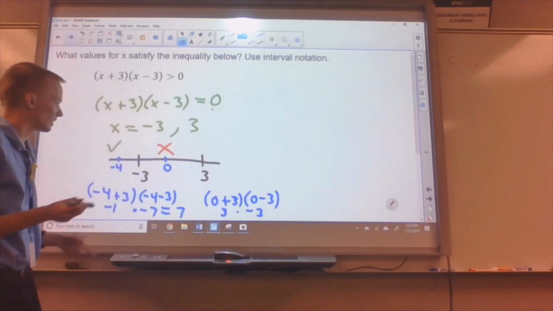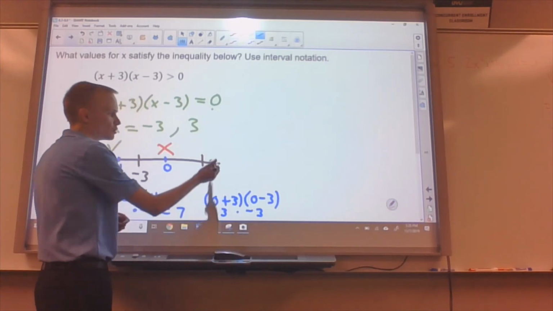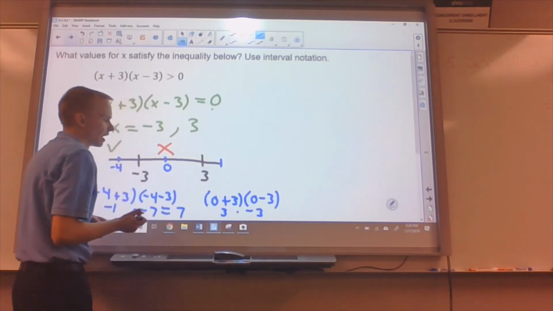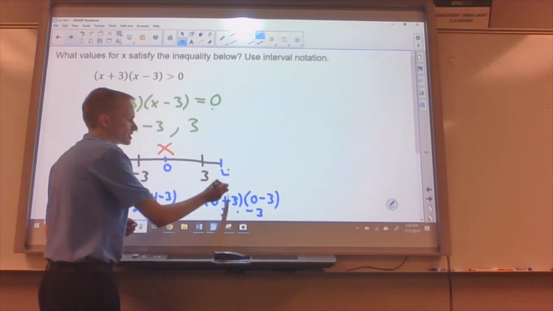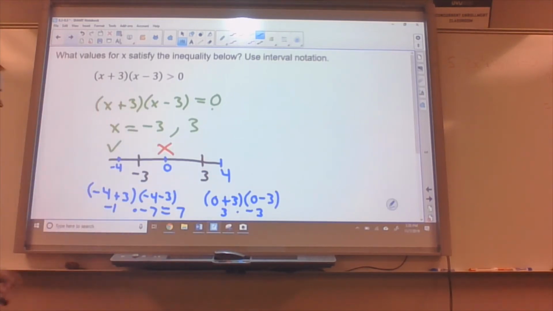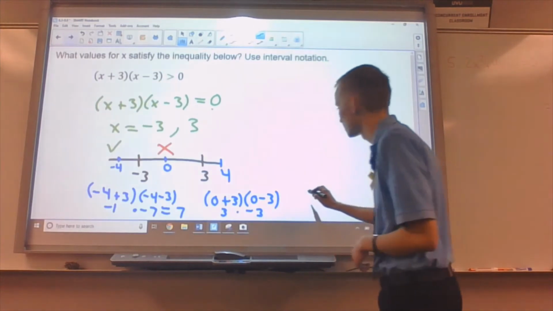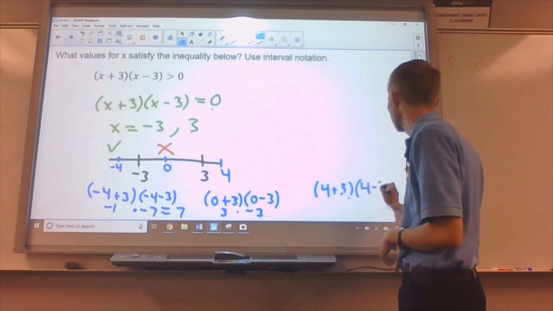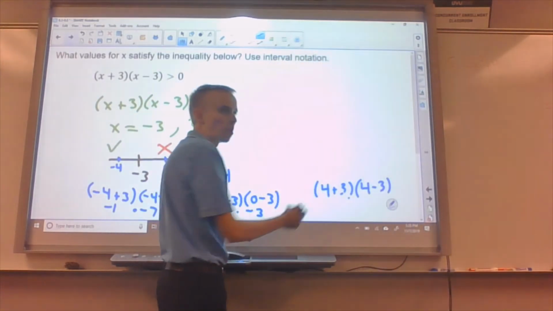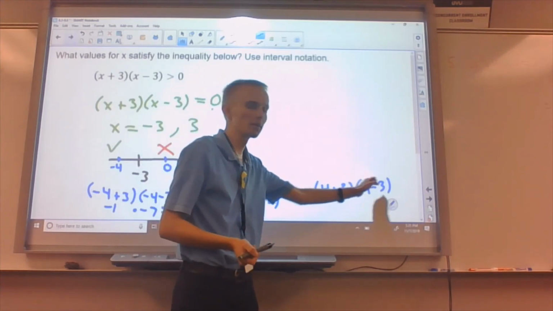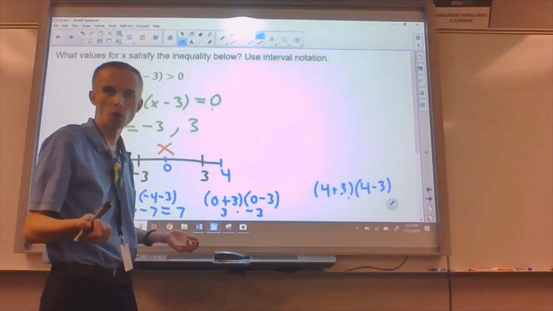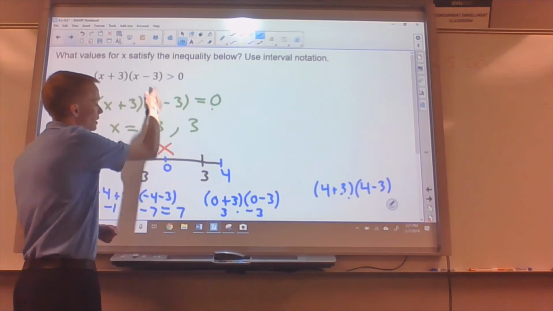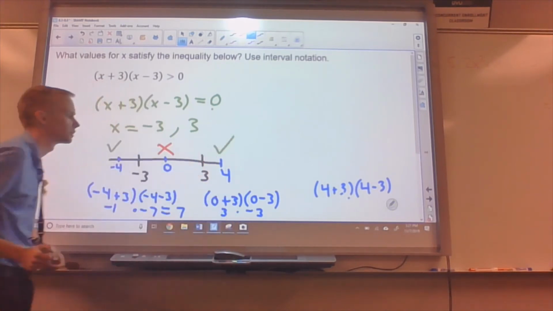Okay, so now we're going to do the very same thing out here, beyond 3. I would look at a place beyond 3, maybe 4 seems like a nice place to plug in. We'll plug that into the equation, so we have 4 plus 3 and 4 minus 3. Well, 4 plus 3 is positive 7, times 4 minus 3, which is a positive 1. Those are both positive numbers, and a positive times a positive will give me positive. So it does work over here. Okay.